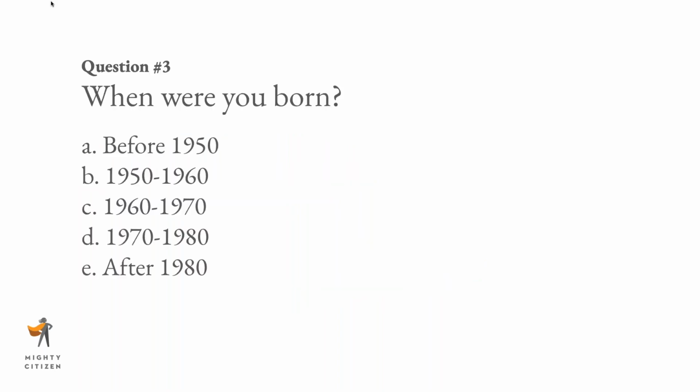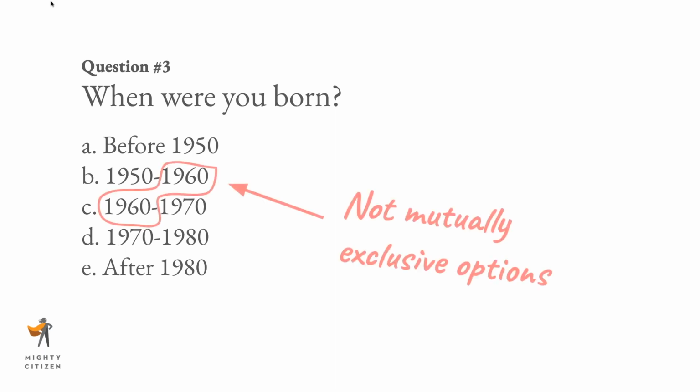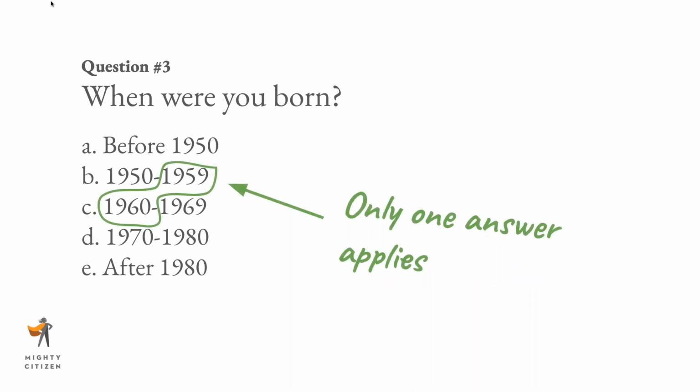Question number 3. What's wrong with this question? When were you born? Before 1950, 1950 to 1960, 1960 to 70, 70 to 80, or after 80? Now on the surface, we've got all of our bases covered here. But what if you were born in 1960? Do you choose B or do you choose C? These are not mutually exclusive options, and this is one thing to definitely look out for when you do your surveys. So again, you want to shift it, you know, 50 to 59, 60 to 69.